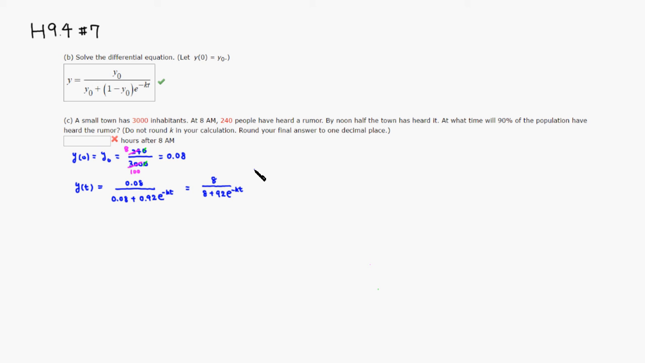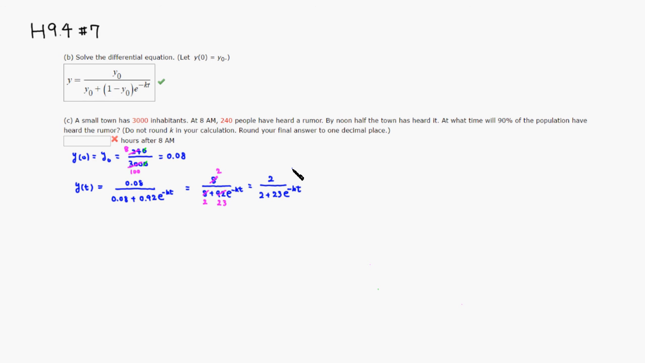We can simplify a little bit more. Let's divide by 4, so that would be 2. Divide by 4, that would be 2. And divide by 4, there are 2 fours in 9, so 4 times 23 is 92, so it's 23. So we have 2 over 2 plus 23 e to the negative kt.